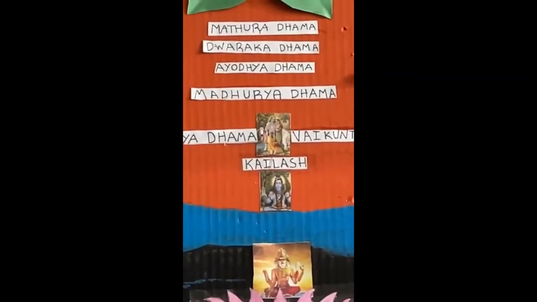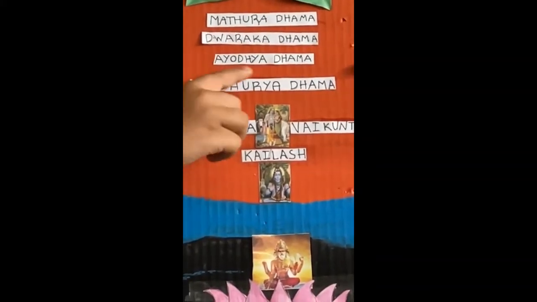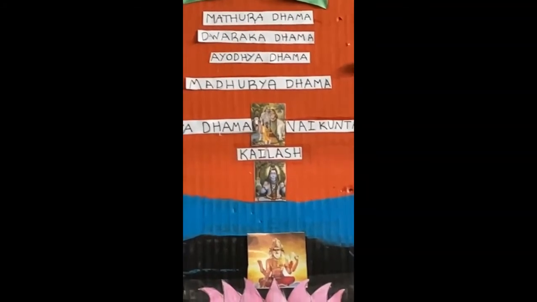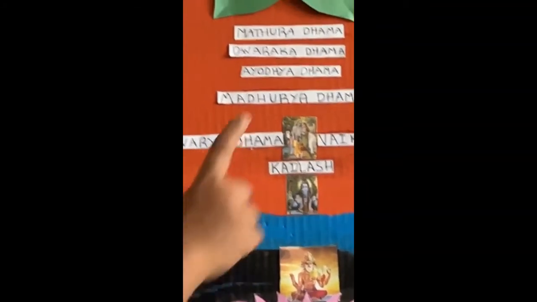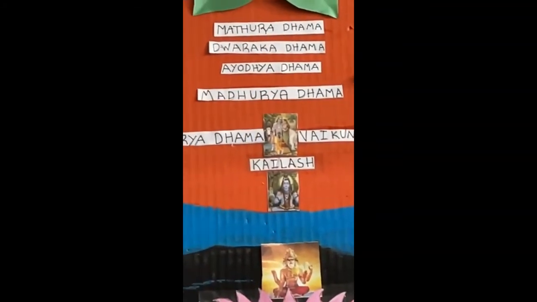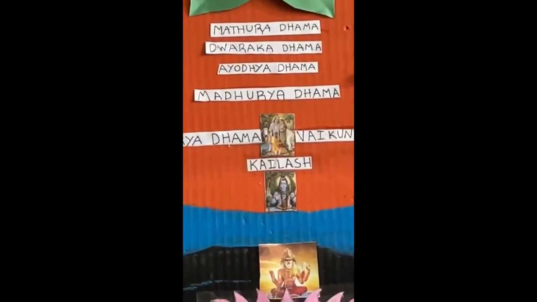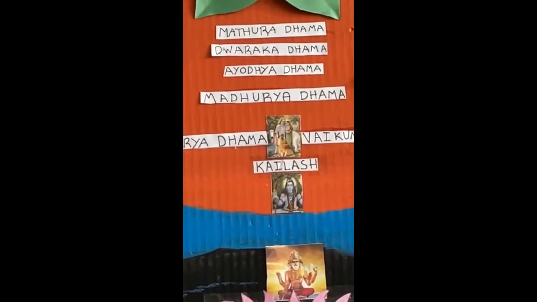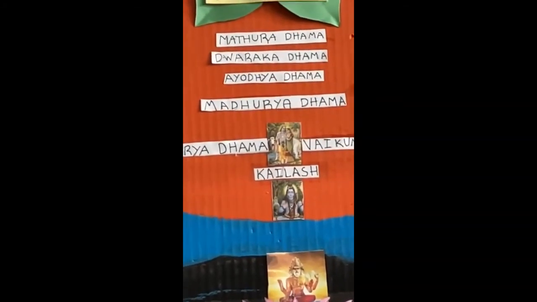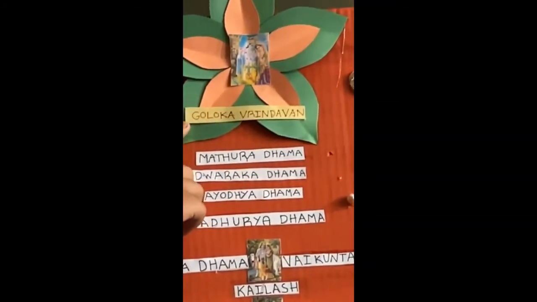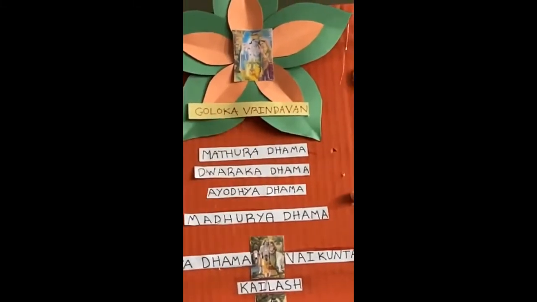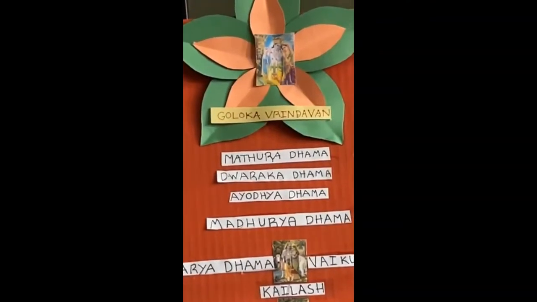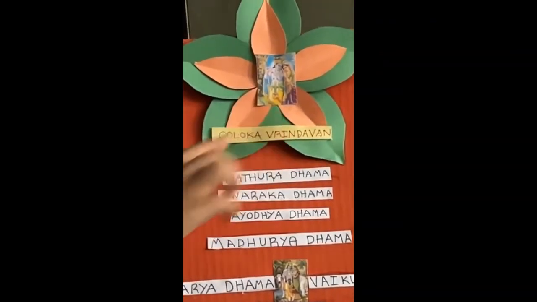For example, Ayodhyadham is from the pastime of the incarnation of Lord Rama, and Dwarkadham is from the pastime of the incarnation of Lord Krishna in the Mahabharata. And here, the highest planet in the spiritual world is Goloka Vrindavan, where Lord Krishna and Radha are, also known as Radha Krishna. And that is our goal of life.